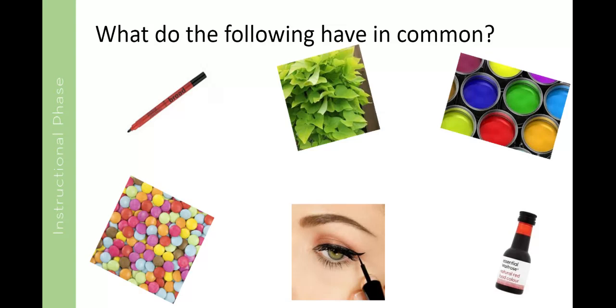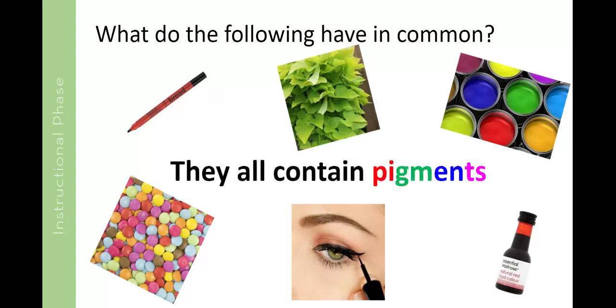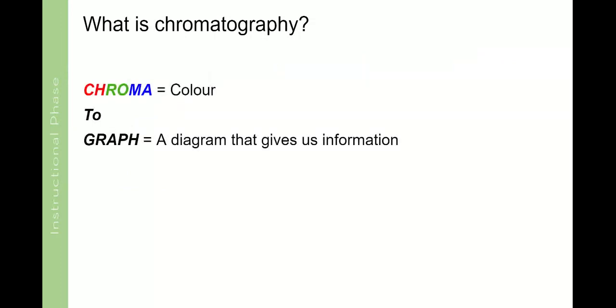So what do the following objects have in common? They all contain pigments. They all contain some form of chemical dye, some kind of chemical colouring. Now, chromatography. Chroma means colour. To graph. So let's break the word down. Chroma, colour, to graph. Graph is a diagram that gives us information. So basically this provides us with a coloured graph.